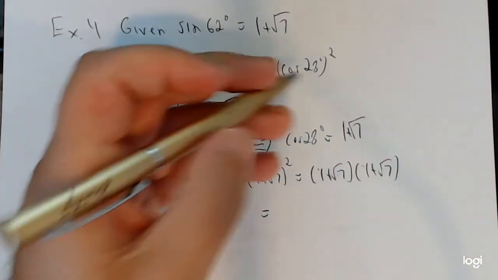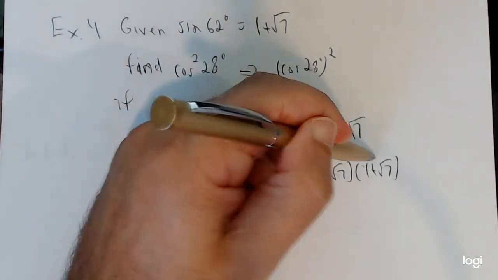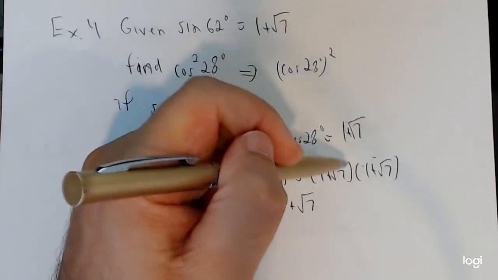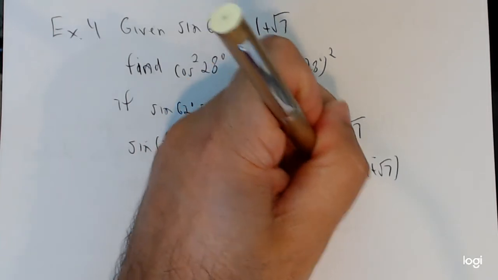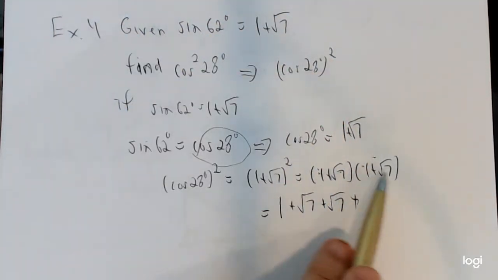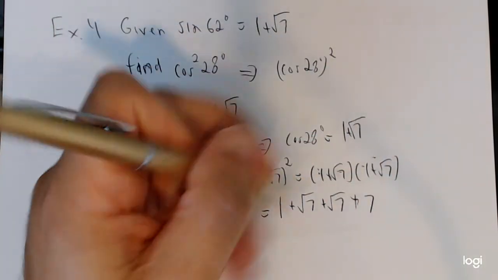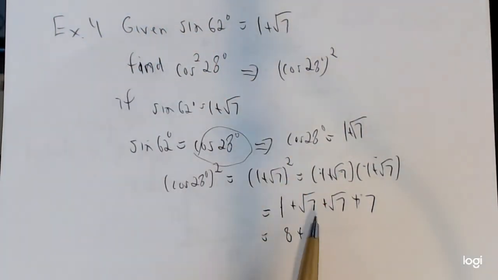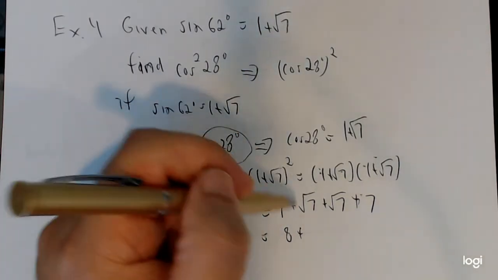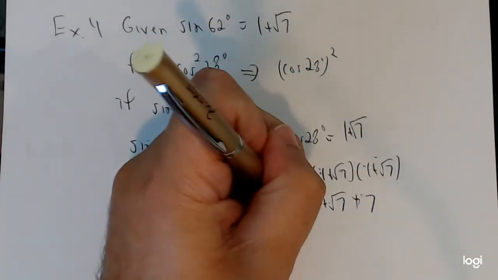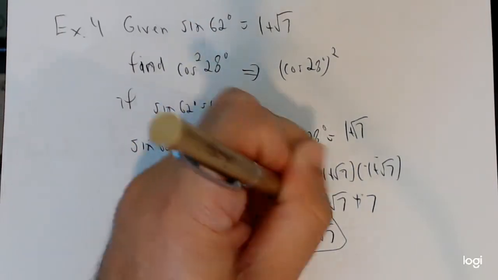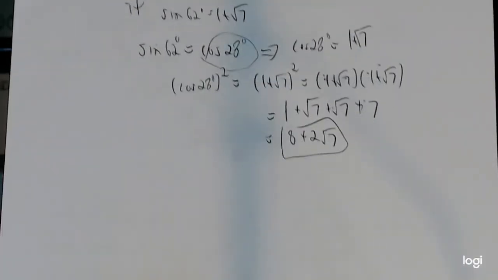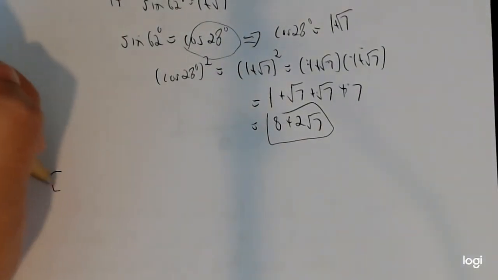I get 1 times 1, which is 1, plus 1 times rad 7 is rad 7, plus rad 7 times 1 is another rad 7, and then plus rad 7 times rad 7 is 7. So if I combine like terms, 1 plus 7 is 8, plus rad 7 plus rad 7, so 1 rad 7 plus 1 rad 7 is 2 rad 7. And there's our answer. Okay? So let's look at our last example.